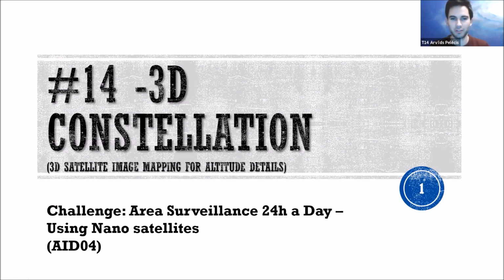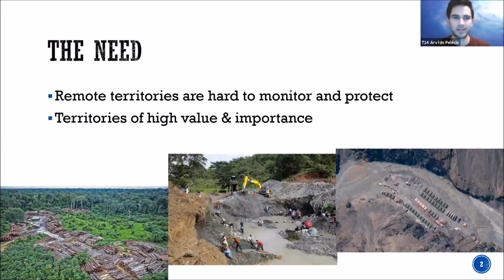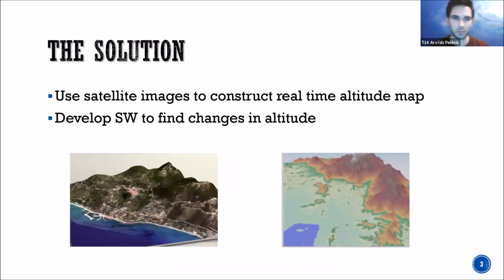We tackle the challenge area surveillance 24 hours a day using nanosatellites. So why is this needed? It is really hard to monitor remote territories and territories of high value, which leads to illegal logging, mining, and military interventions. How to solve this?